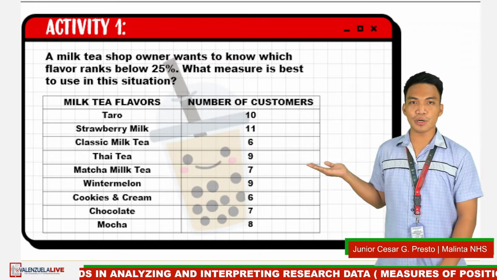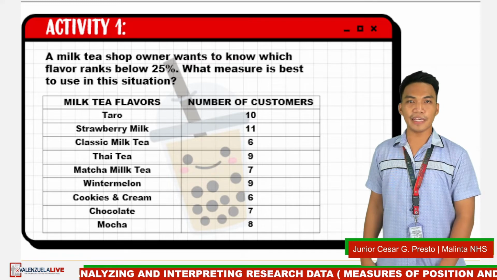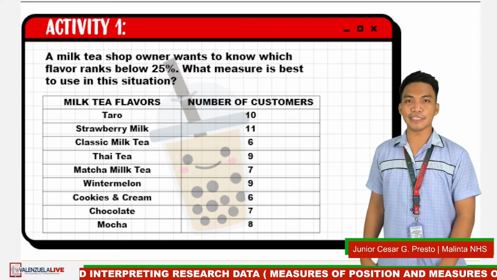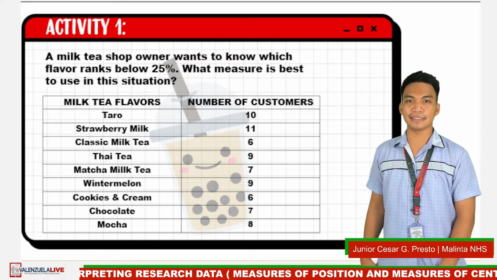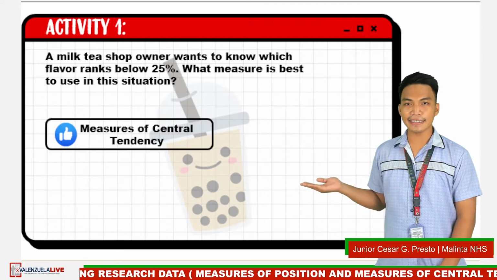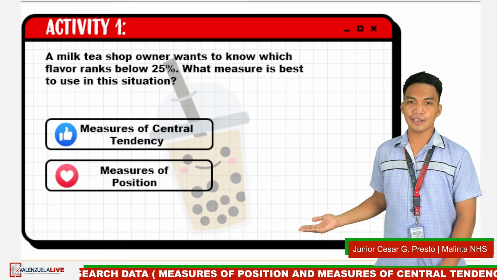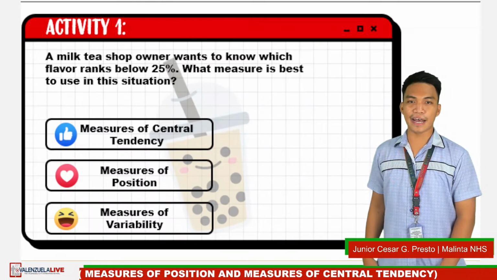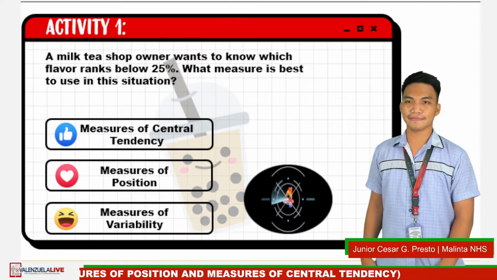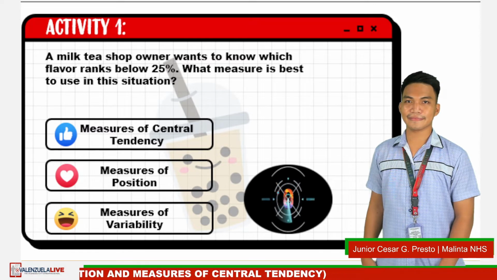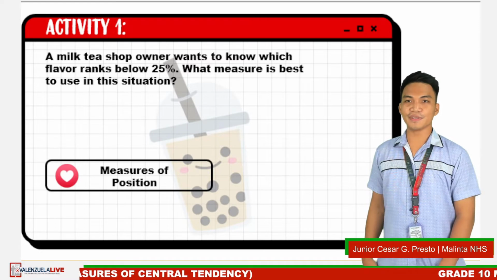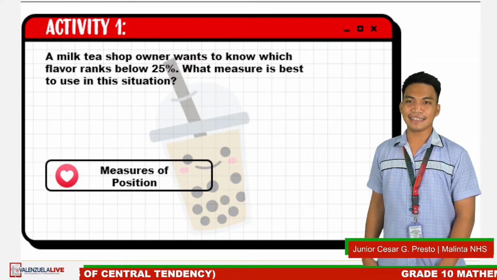A milk tea shop owner wants to know which flavors rank below 25%. What measure is best to use in this situation? Is it like, heart, or haha? 5 seconds starts now. Time is up. If you've hit love, bravo, you are correct. Next.